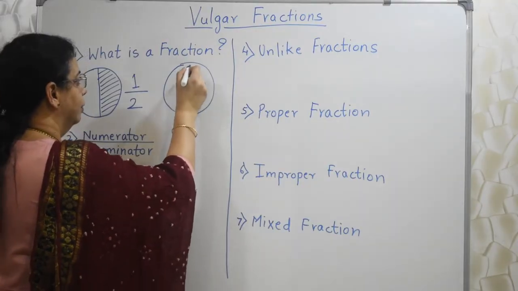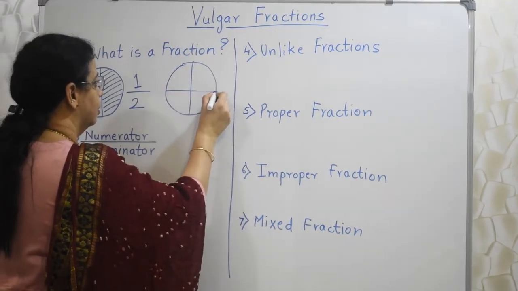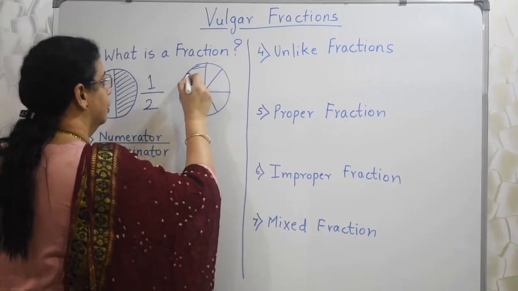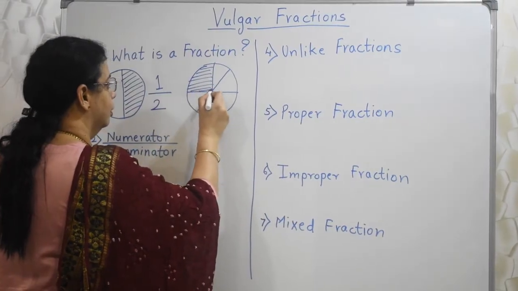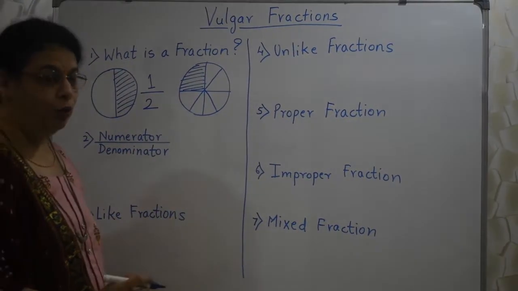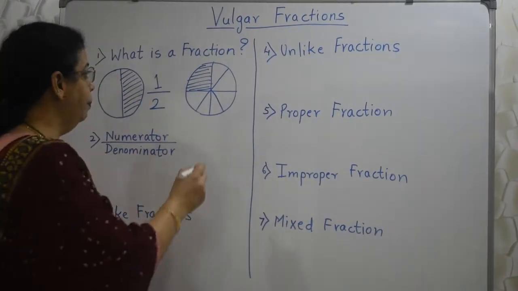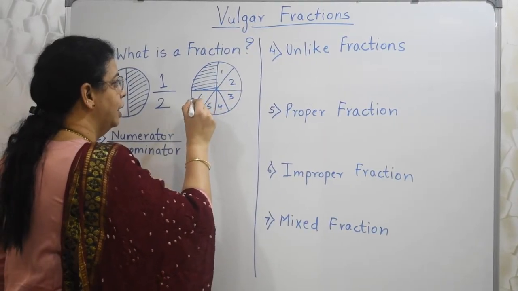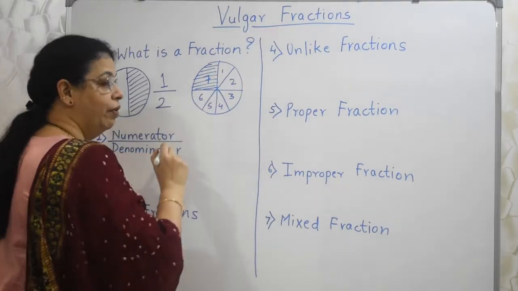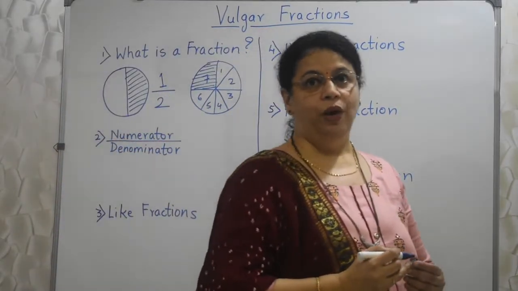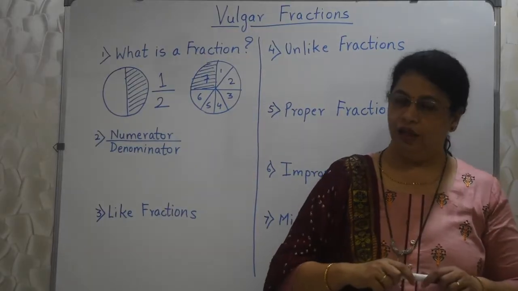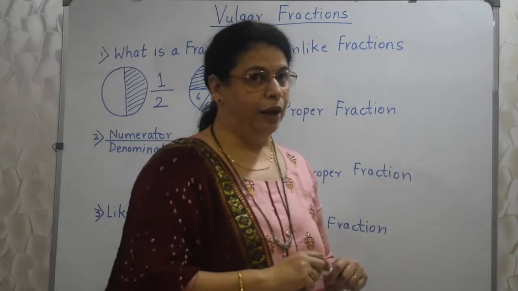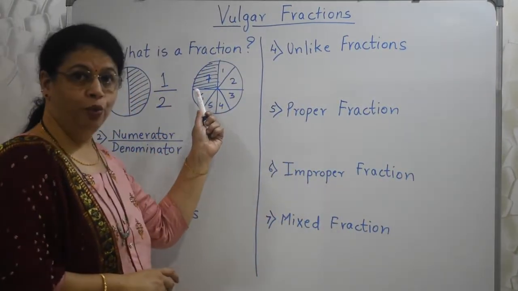Suppose this is pizza again. How can I write? I need to count how many pieces I have made this time. 1, 2, 3, 4, 5, 6. This one big one, 7. But remember students, when we are expressing anything in the form of a fraction, all the pieces should be of the same size. In examination, they may try to confuse you by giving this.